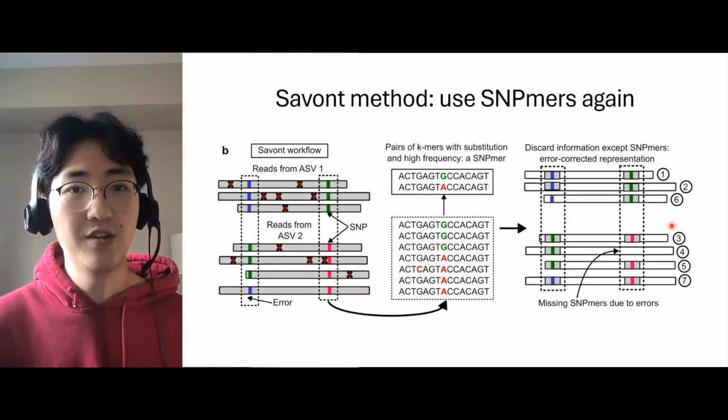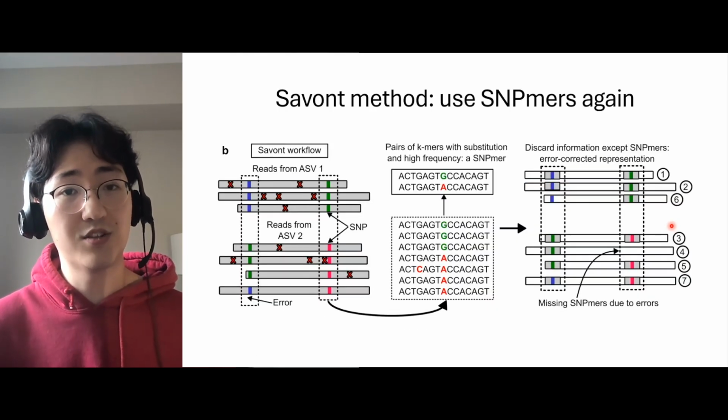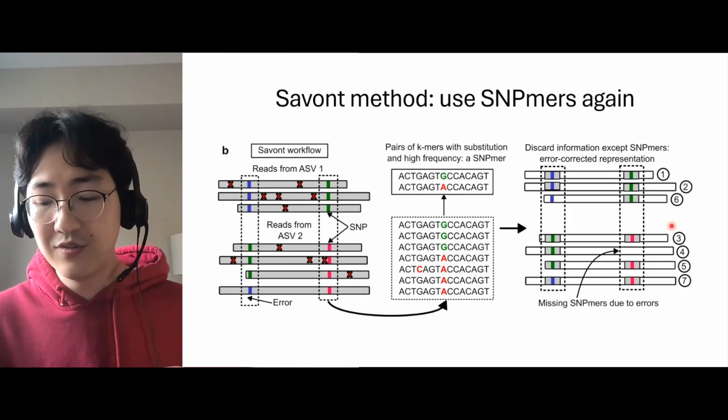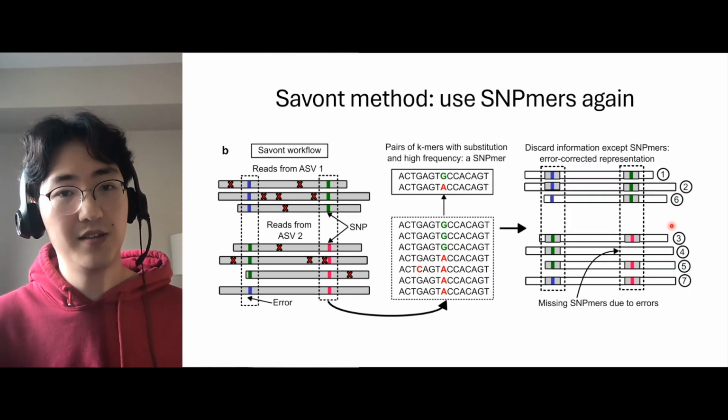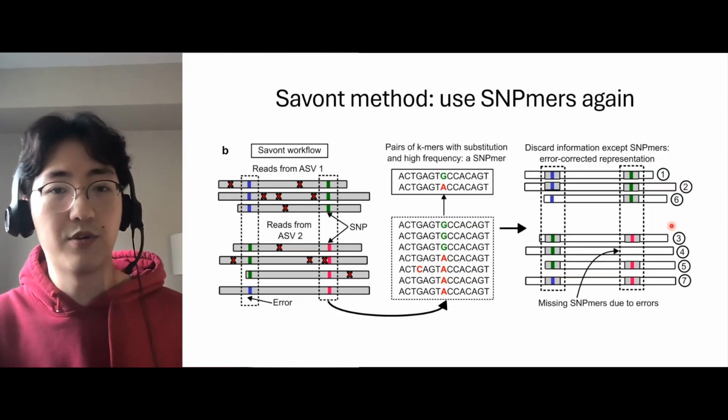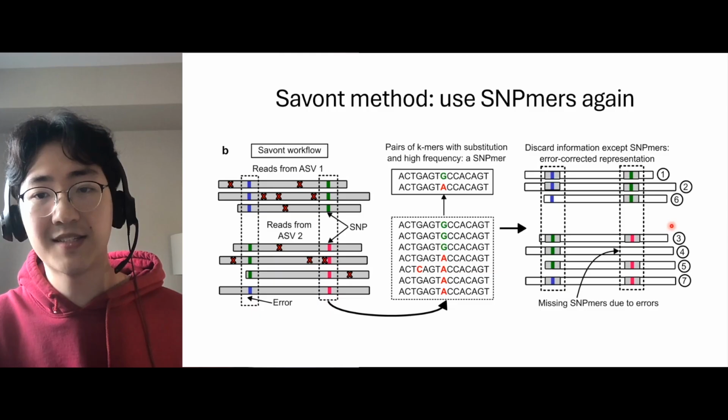So what we did was we created a new method. It's called Savant, right? ASVs from ONT. And the goal is to resolve these ASVs, and we use SNPmers again. So this is almost exactly the same picture as I showed before, capturing those polymorphisms using those k-mer contexts.